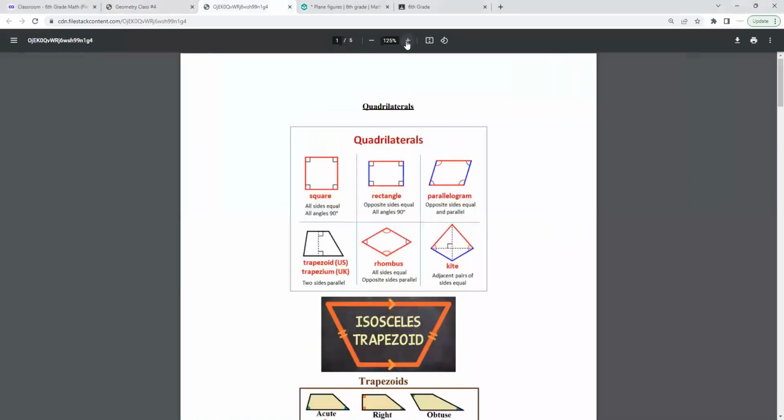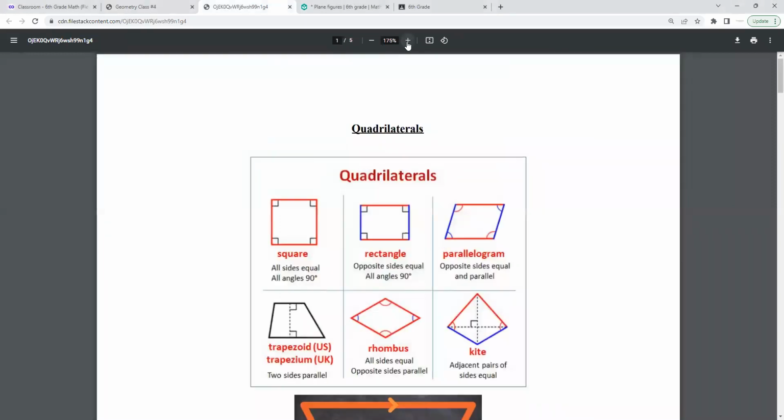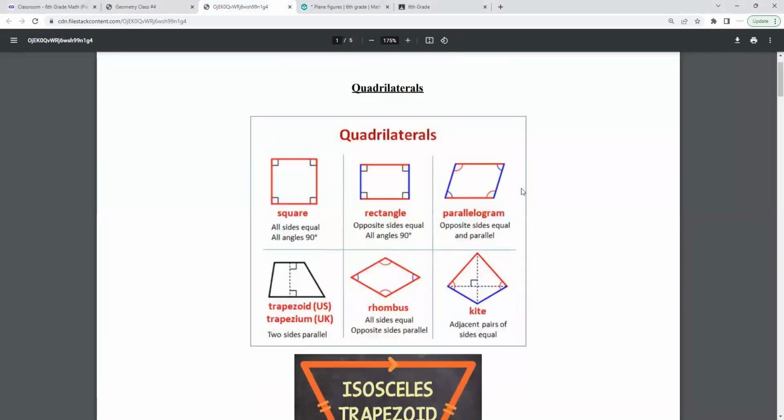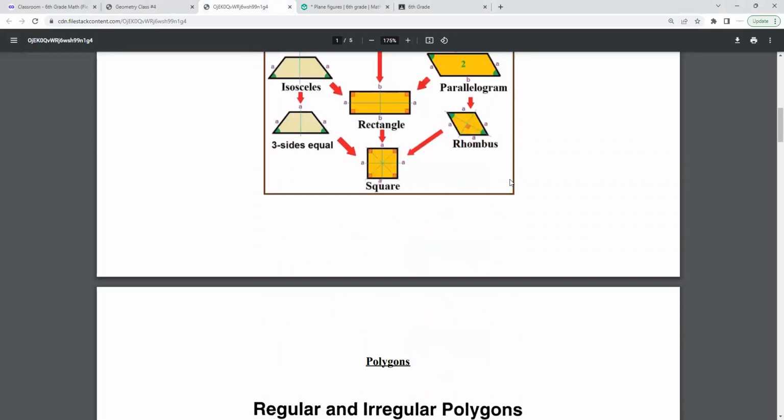With parallelograms, these are all the different types of quadrilaterals you have. Parallelograms have opposite sides equal and opposite sides parallel. And rhombuses have all sides equal. And we already know what rectangles and squares are. And you may also see some trapezoids, which have two sides that are parallel. And quadrilaterals always equal 360 degrees.